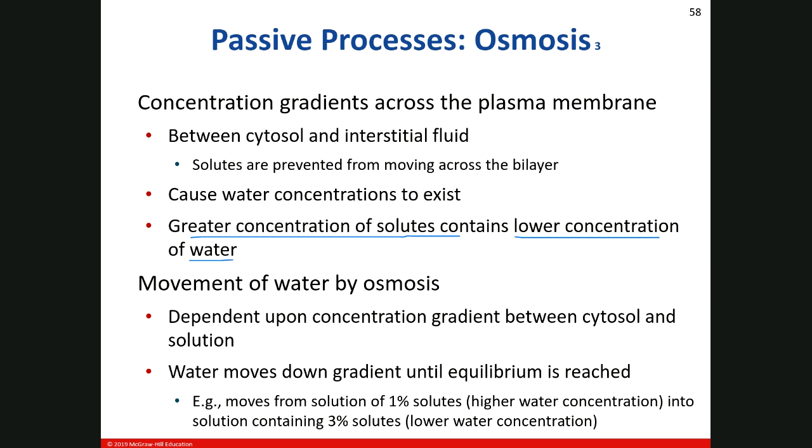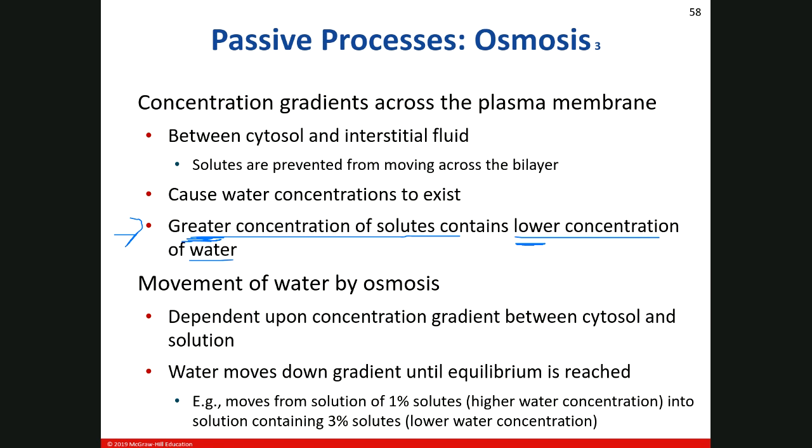Okay, so when we get the movement of water, it's going to move down its concentration gradient. So it's going to move from an area where there's a lot of water to an area where there's less water. This statement here reveals the relationship between water and solute concentration. Where you have a low concentration of water, you're going to have a high or greater concentration of solutes. So another way of looking at this would be, water is going to move into the area where there's a greater concentration of solutes. We'll use glucose, for example. Where there's a lot of glucose, water will be drawn to that. So that's what we're talking about here.